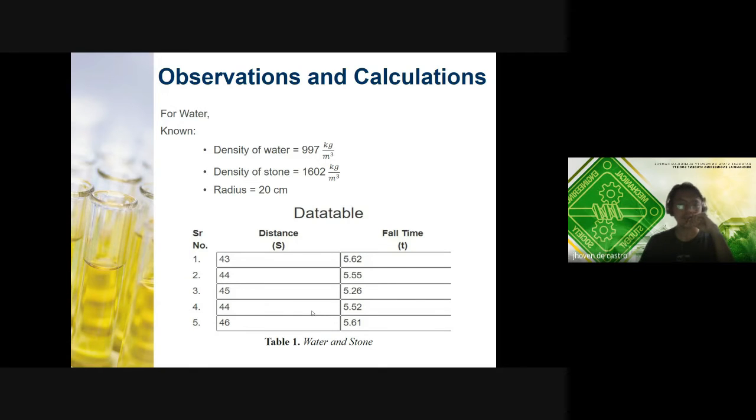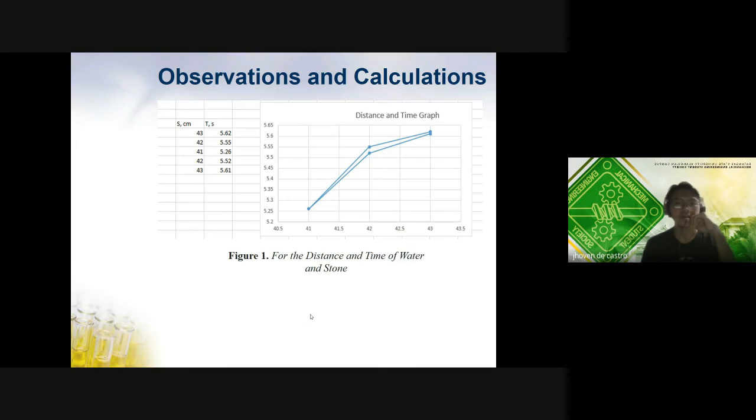The experiment for the water is conducted for 5 trials. For the first trial, the distance is 43 cm and the fall time is 5.62 seconds. For the second trial, 44 cm, and the fall time is 5.55 seconds. The next one is 45 cm, and the fall time is 5.26 seconds. The fourth one is 44 cm and 5.52 seconds, and the fifth is 46 cm, 5.61 seconds.